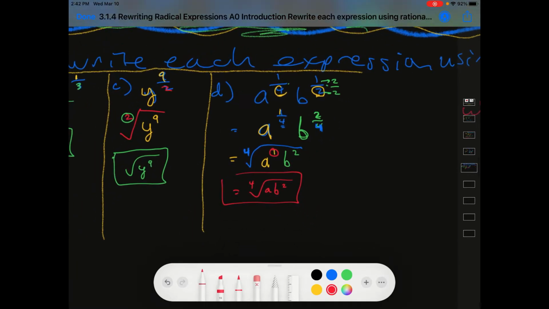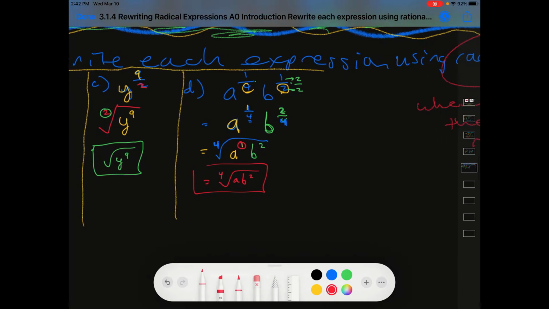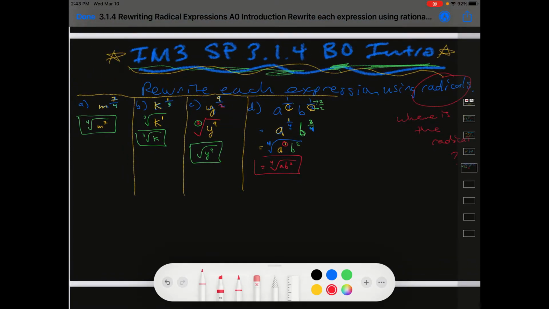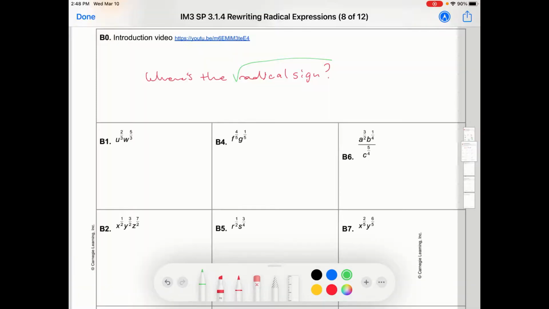So again, the question is, rewrite each expression using radicals. My question is, where's the radical? So you're going to have to go back to the radical form. And that's the introductory to B0.